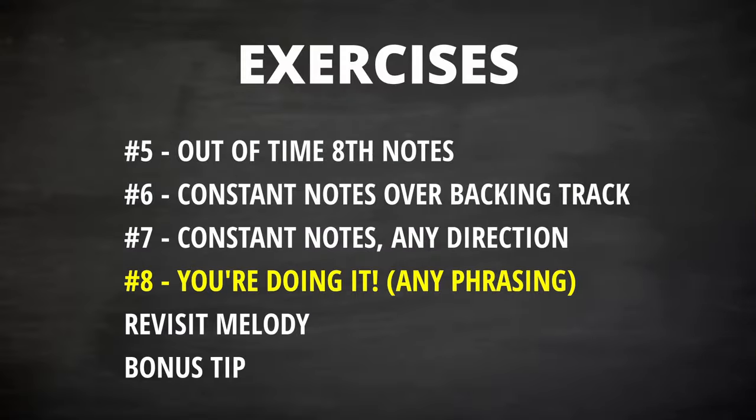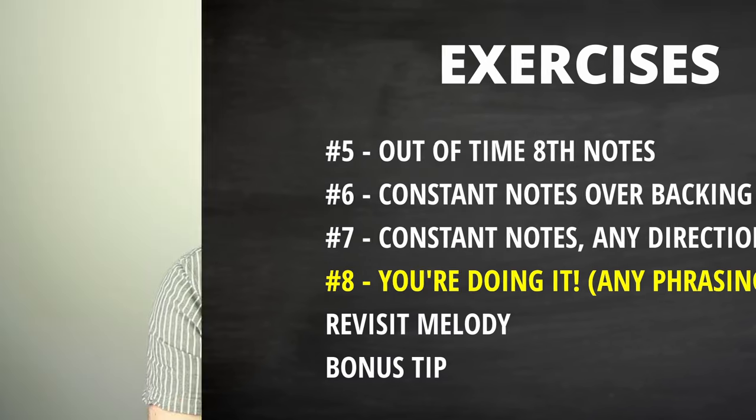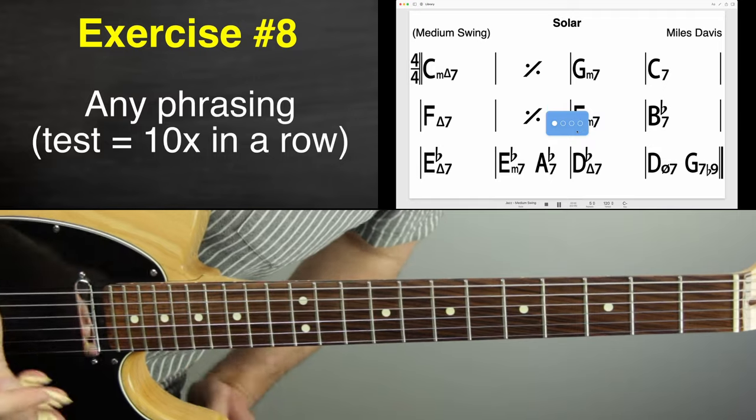Let's do one more exercise, where the next one is called You're Doing It, because we are just gonna add phrasing to it. You can do anything you want and it's gonna be awesome. Let's do that. So this is exercise 8 in this series. Again, it's called the You're Doing It exercise, and we wanna try to get this 10 times in a row through the tune. It's way more chill, because you can pause all you want, and you can connect however you want. Still, we're only playing chord tones on purpose. That's the one main rule here. Let's do this.